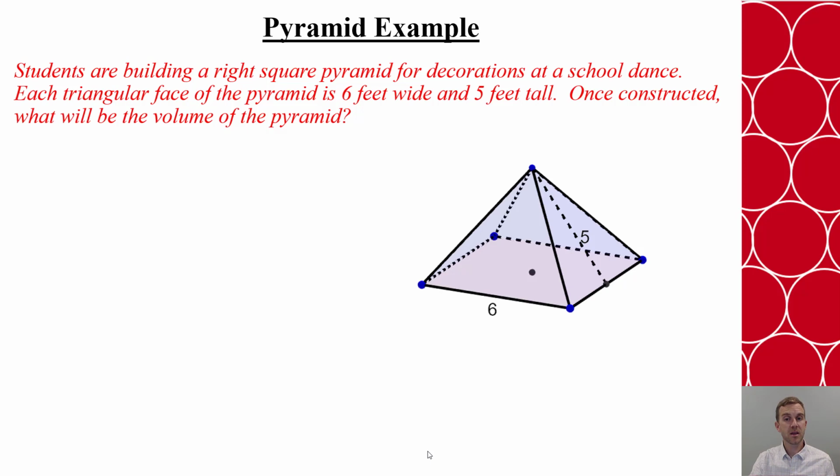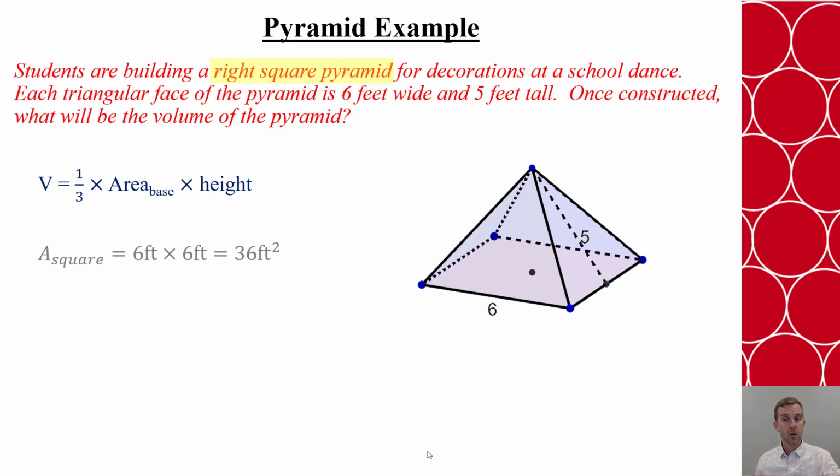So now I can start to think about, well, what do I have? Again, I have a right square pyramid. So I'm going to use the formula that I'm looking at 1/3 the area of the base times the height. So I need to determine what's the area of the base and what's the height. The area of the base, since it's a square, would be 6 feet by 6 feet, which is 36 square feet.